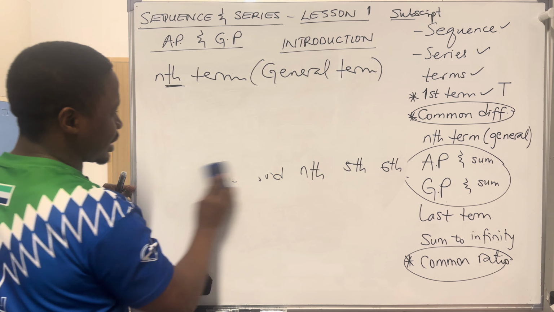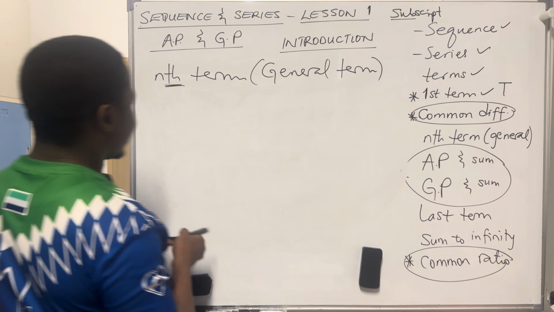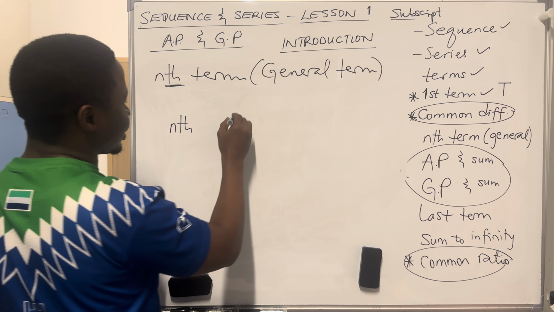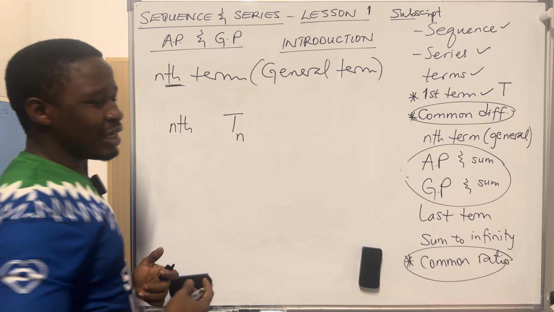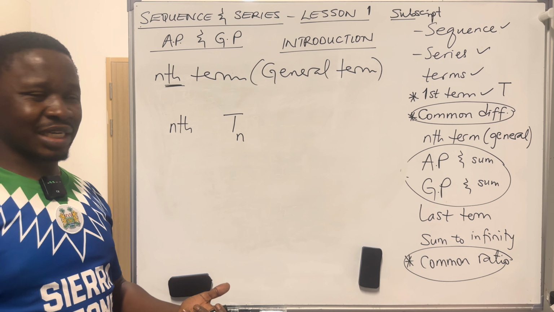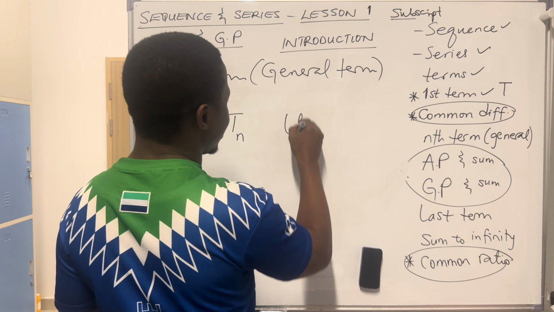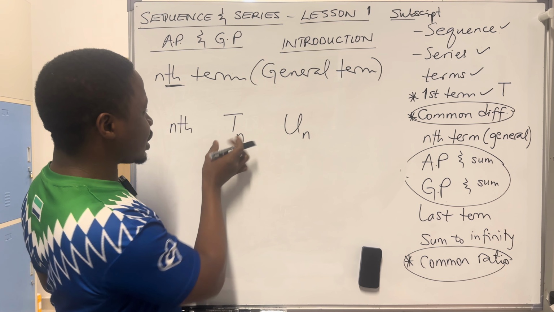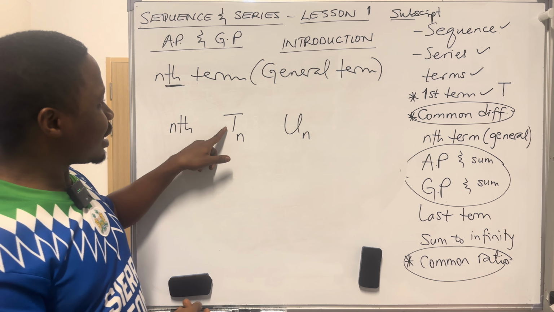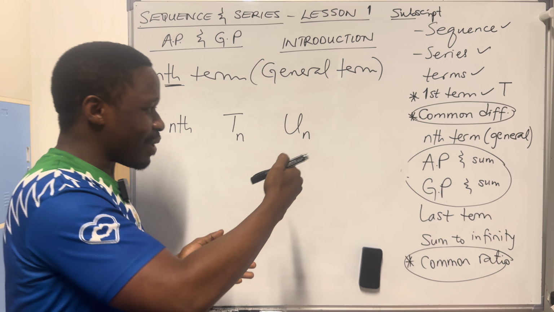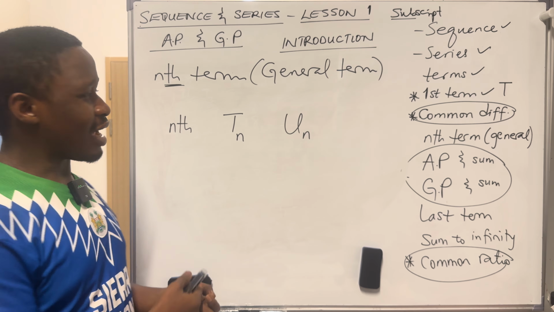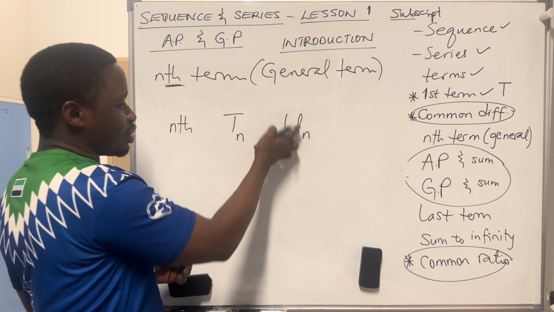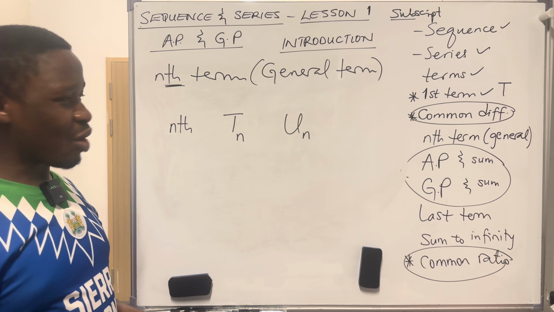And this general term, which is the nth term, is denoted by T sub n, depending on the author, depending on the textbook. It could also be denoted by U sub n. But most authors use T sub n because T matches with term, as compared to U. So T subscript n is the nth term. I hope it is clear.